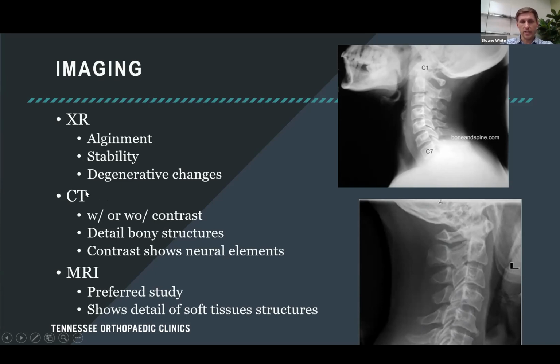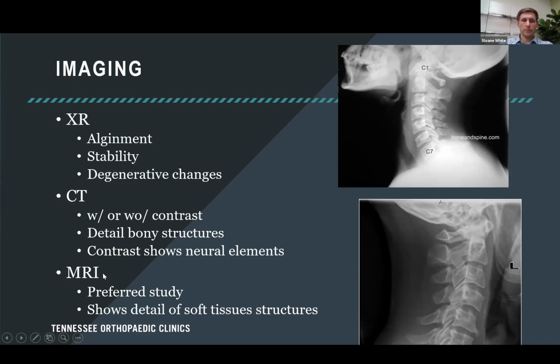Now from there, there are other images that can help us visualize other parts of the spine. A CT scan with or without contrast shows excellent detail of the bony structures if we're looking at something from trauma or trying to judge how much arthritis there is in the joints in the back of the neck. And if we place contrast, that will actually allow us to see the neural elements, to see what the bony aspect of the spine is doing to the nerves.